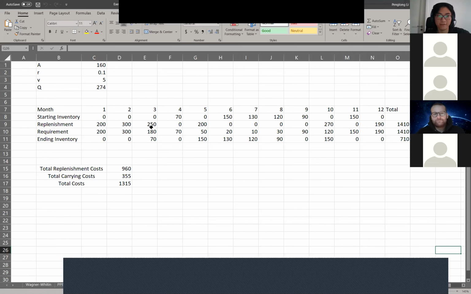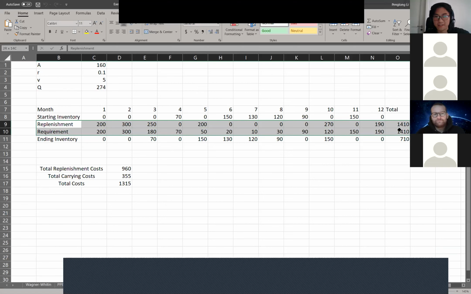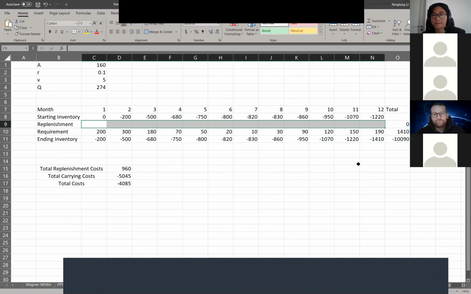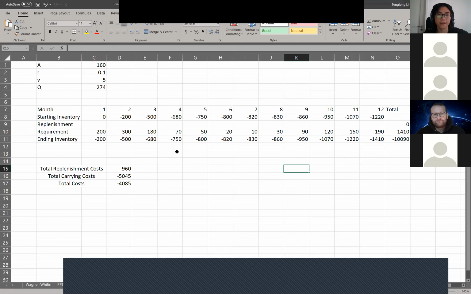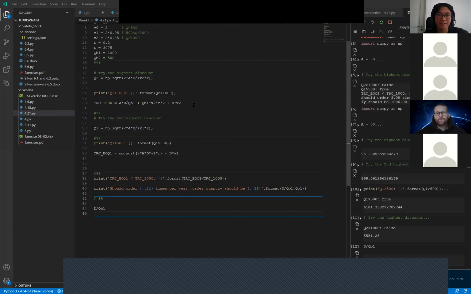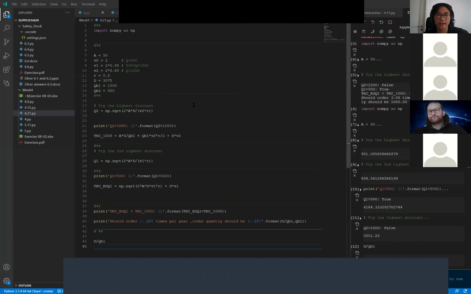So you can use Excel for this one. For the purpose of better visibility, I'm just going to delete this. But first you need to calculate the UQ. You can use a calculator, or what I did is I still preferred Python.